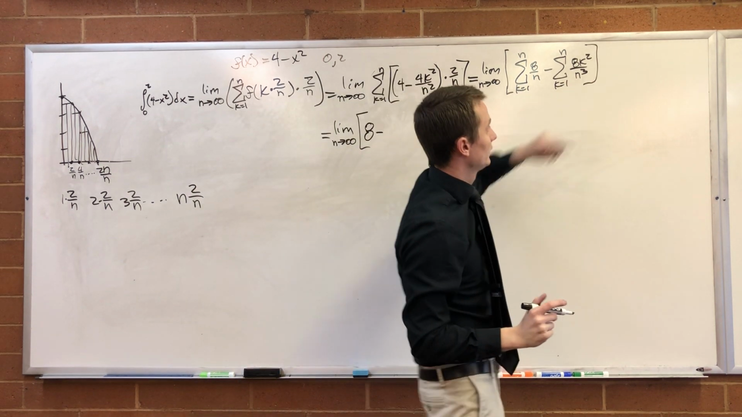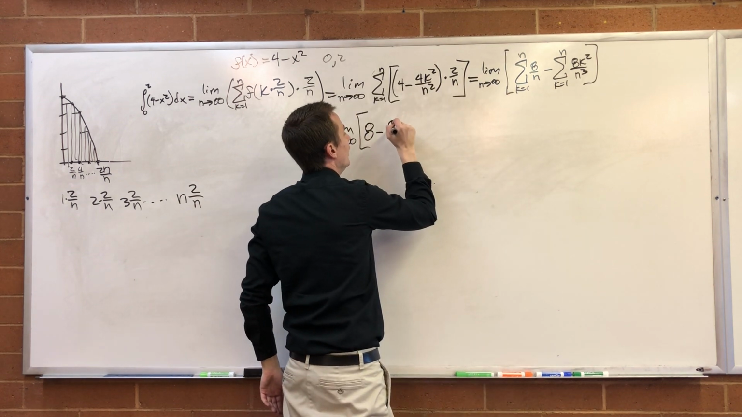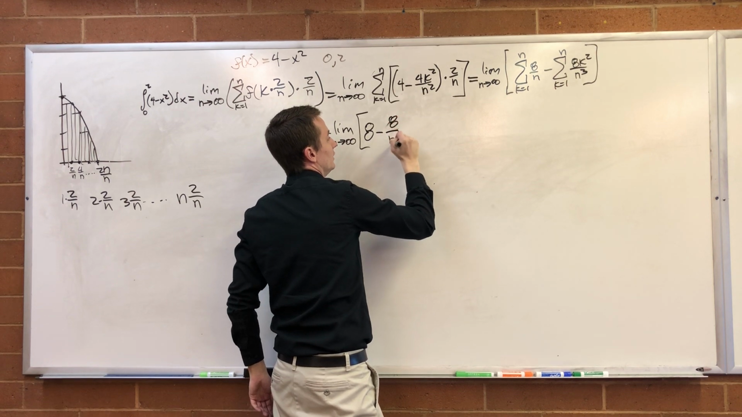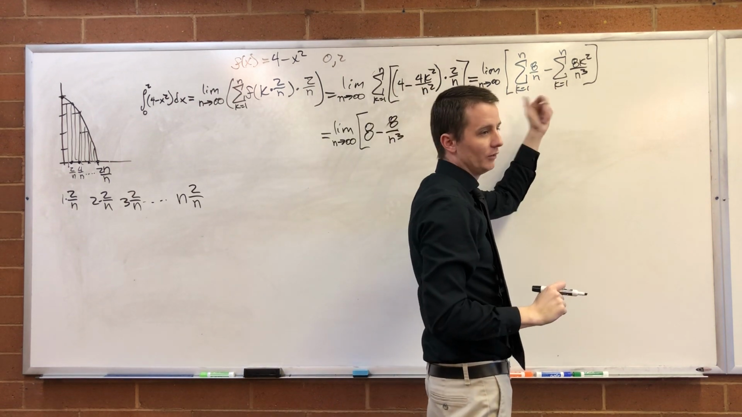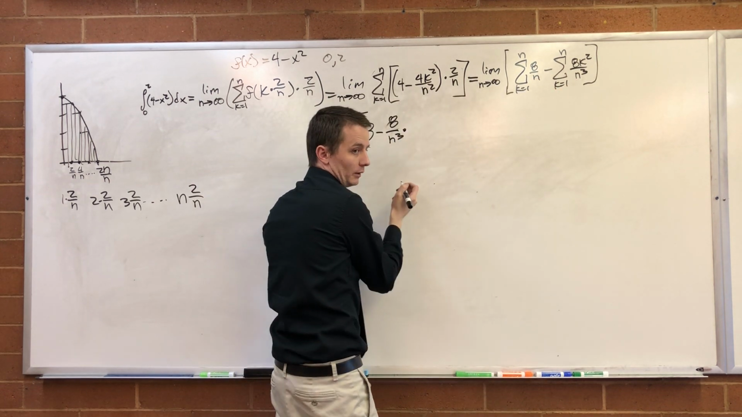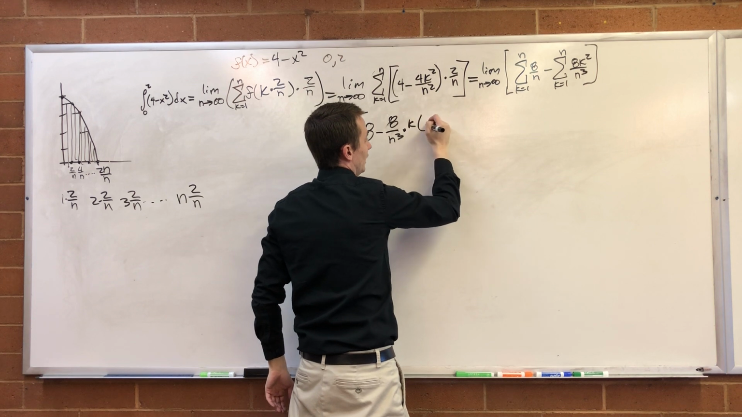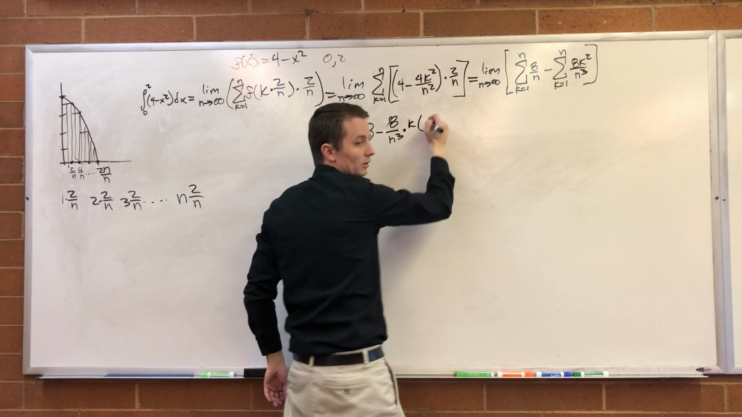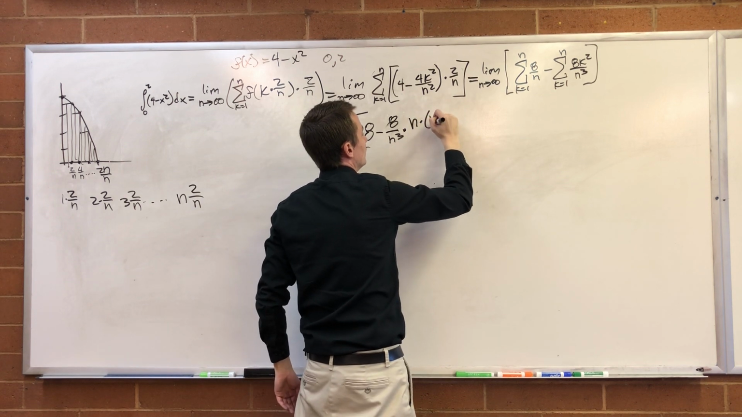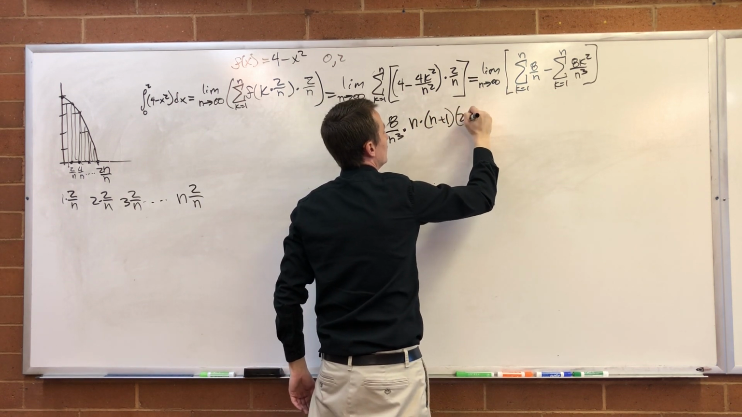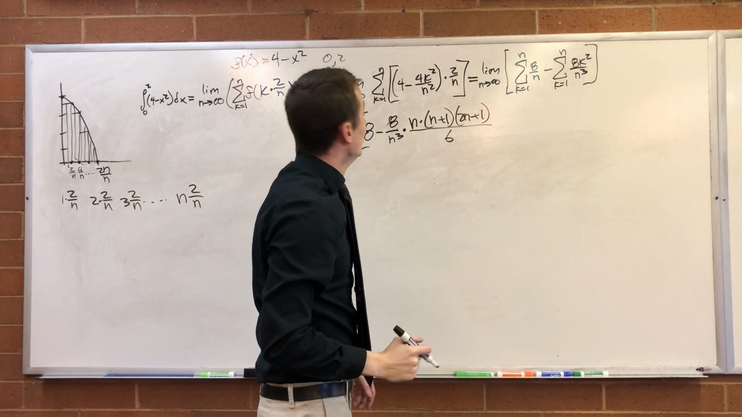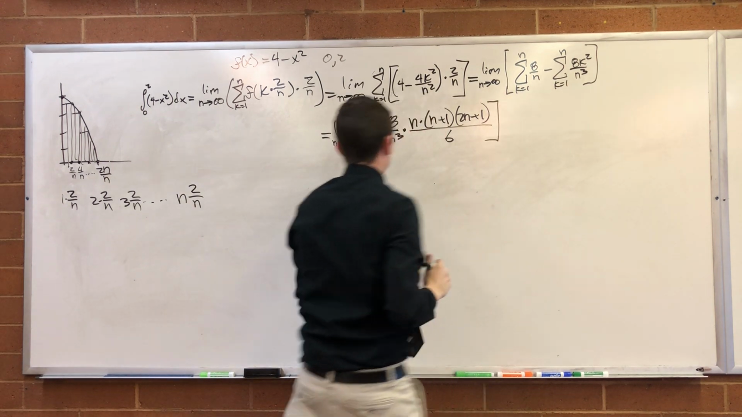Minus, and from this we're going to factor out 8 over n cubed, right? We factor that out, and then we just sum up the k squared. And we have our formula for that. You're not expected to have that memorized, but what is it? n times n plus 1 times 2n plus 1 over 6. Thank you. And that's what we're calculating, right?